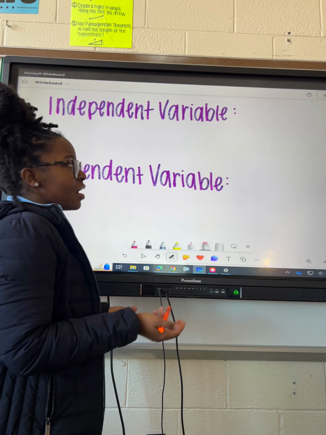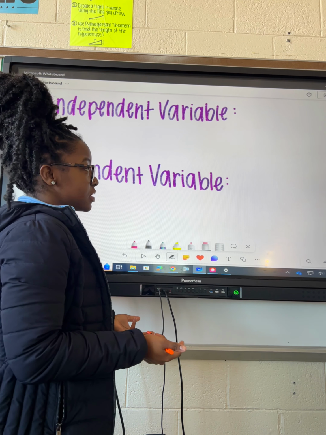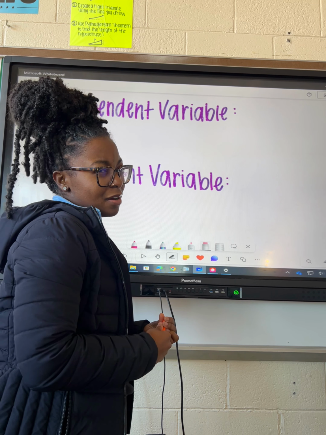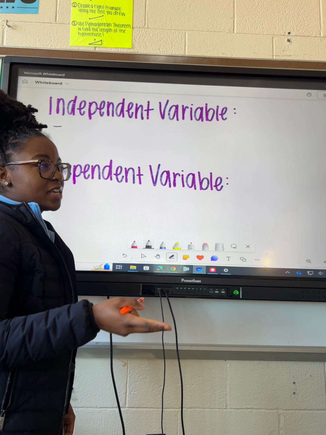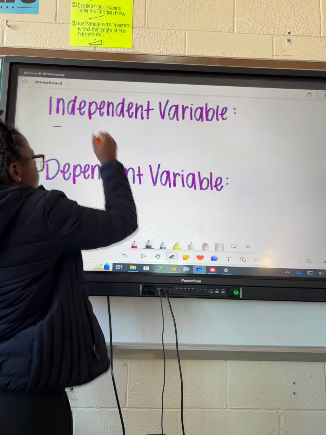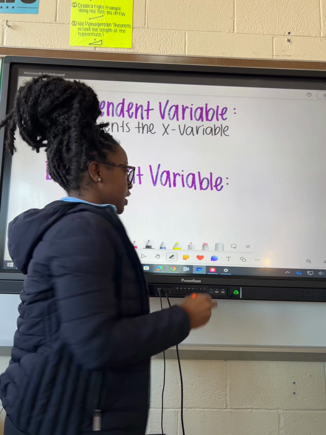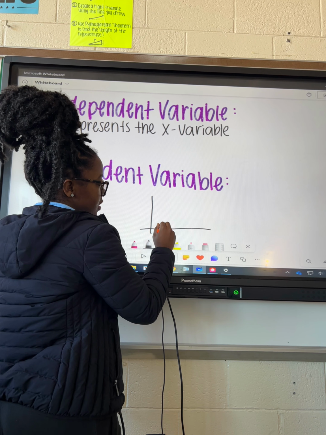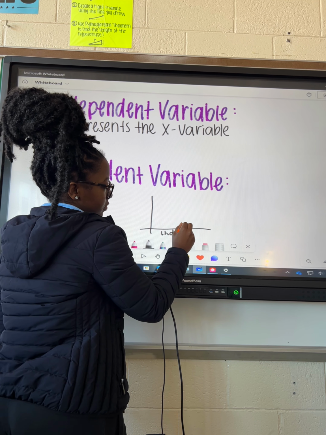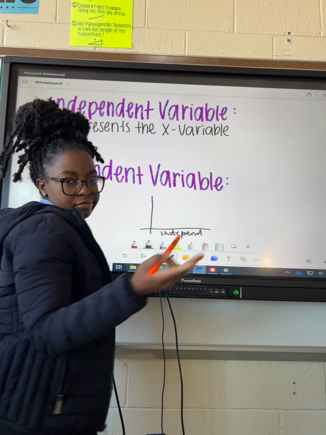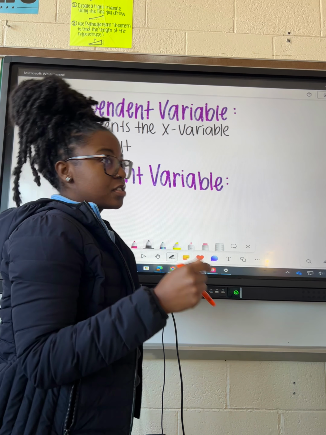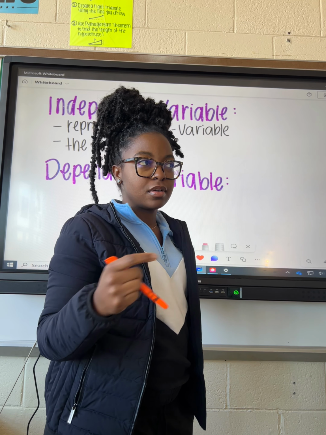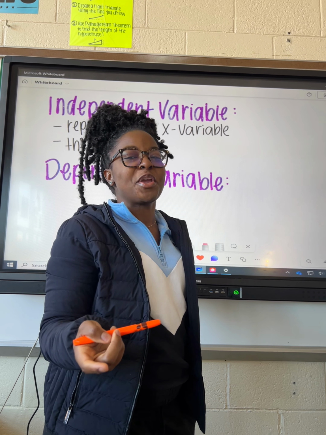But it's real easy. You already know about independent and dependent variables. I think you learned it in science, but same thing. The independent variable represents the x variable. So if we're looking at our graph, this is the independent variable. Your independent variable is also the input. This is what you plug in. So you know how we plug in for x? The independent variable is what you plug in for x.